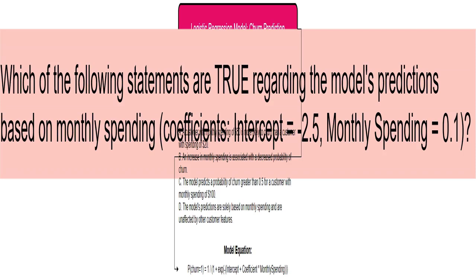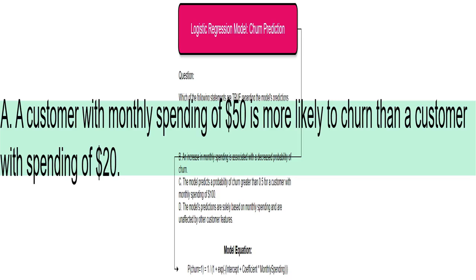This statement suggests a relationship between spending and churn probability. We need to analyze whether spending impacts churn probability positively or negatively. This statement focuses on a specific spending level, $100, and states that the predicted probability of churn will be greater than 0.5. This is a specific case we must verify using the model equation.